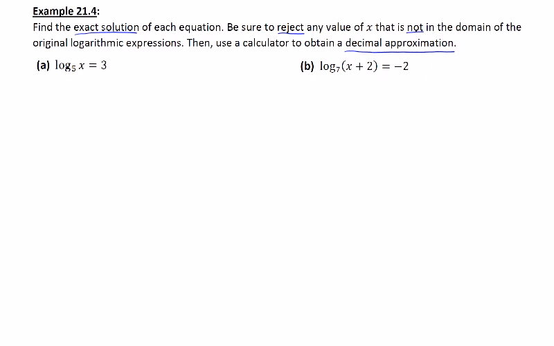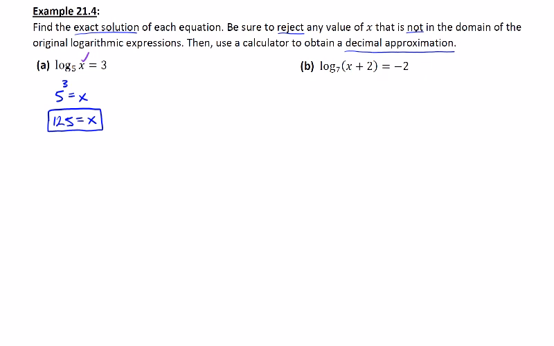So if I convert this to exponential form, my base will be 5, the exponent is 3, and it's all equal to the argument, which is just x. 5 to the third is 125, and so then I get the statement 125 is equal to x. And there is zero problem with taking 125 and substituting it back into the original equation. So therefore, our answer must be 125.